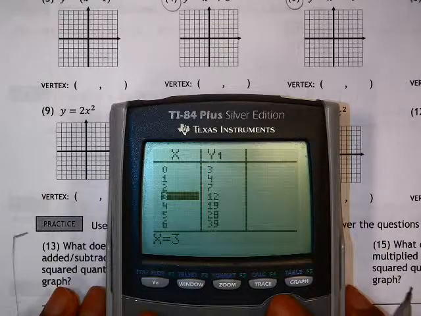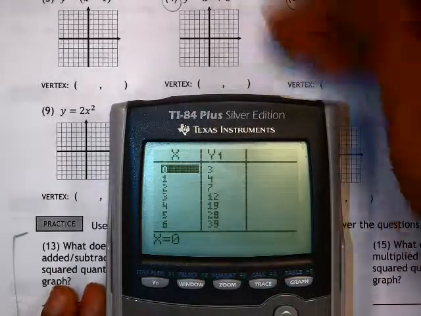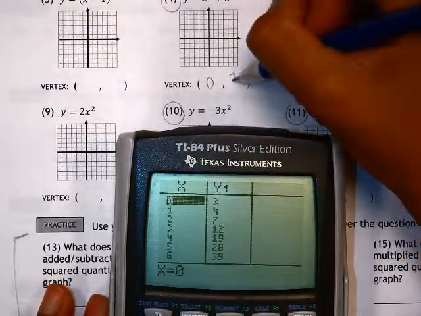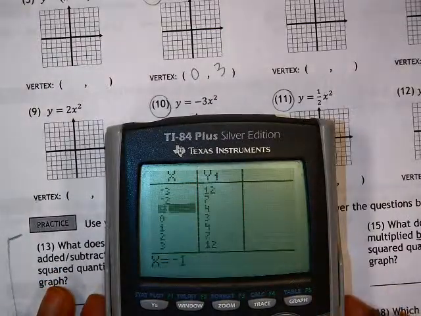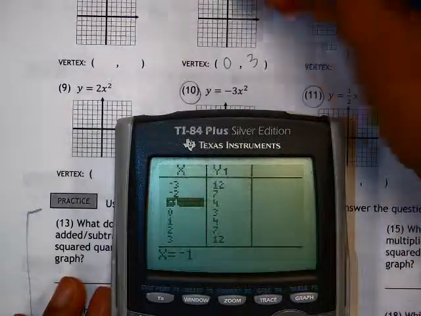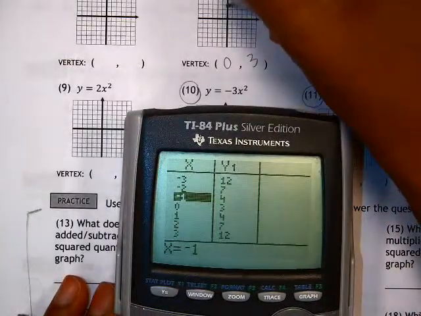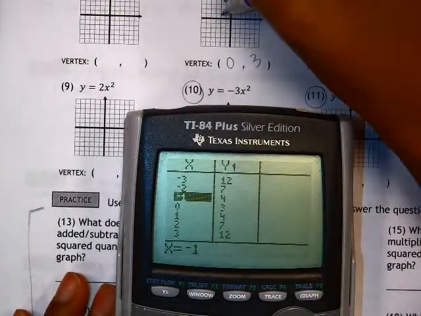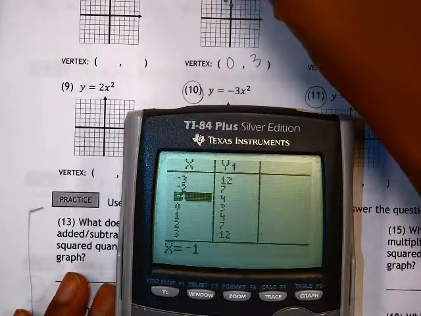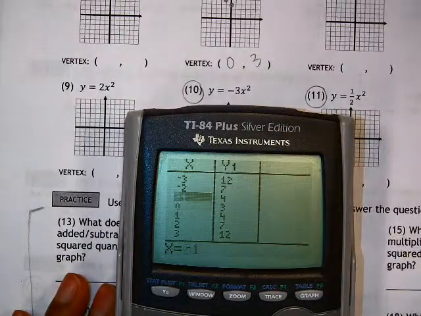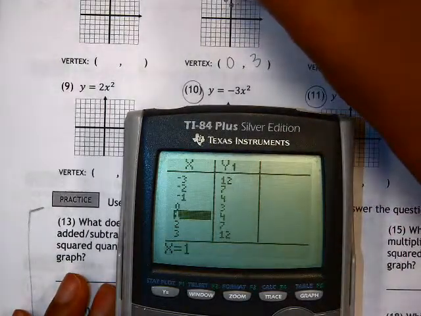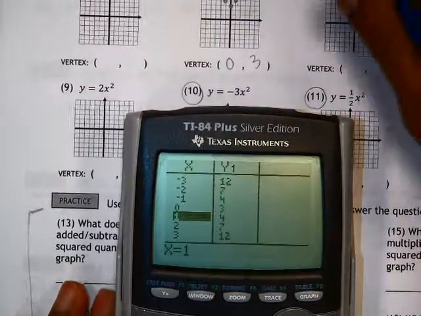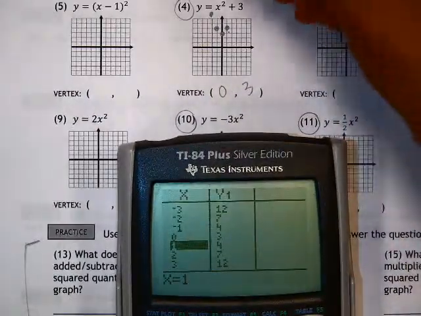All right, so when x equals 0, y is equal to 3. That's my vertex. And then left of that, I have a point at -1, 4. And -2, 7. And then to the right of that, I have a point at 1, 4. And 2, 7.